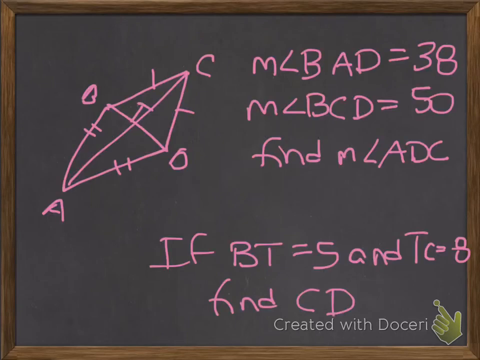And we have a kite. And here's my kite. It tells me that the diagonals are perpendicular. It tells me that the top sides are congruent and the bottom sides are congruent. So if we have BAD is 38, which is here, and BCD as 50, we need to find ADC.